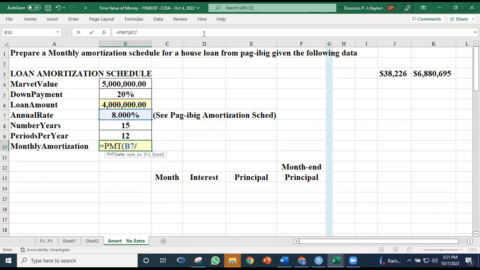Okay, divide by 12. That 8% is for the whole year, so if it's monthly compounding, we divide the 8% per month. So 8% divided by 12, comma, the NPER will now not be 15 years. Since this is monthly, it will be 15 multiplied by 12, so that's 180 months. Then comma, what will be our present value? Our present value is our loan amount. This one.